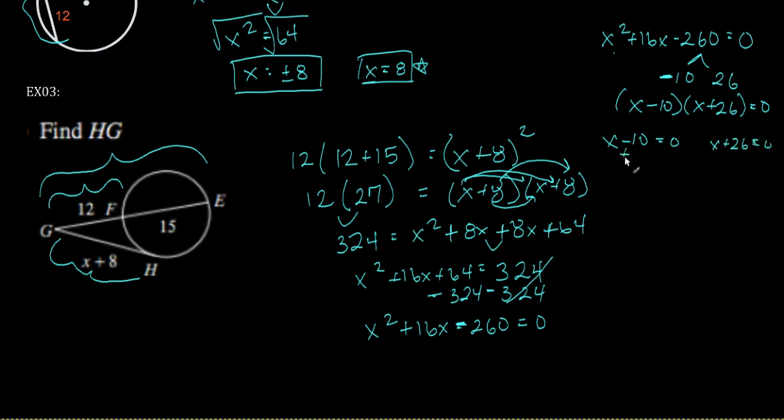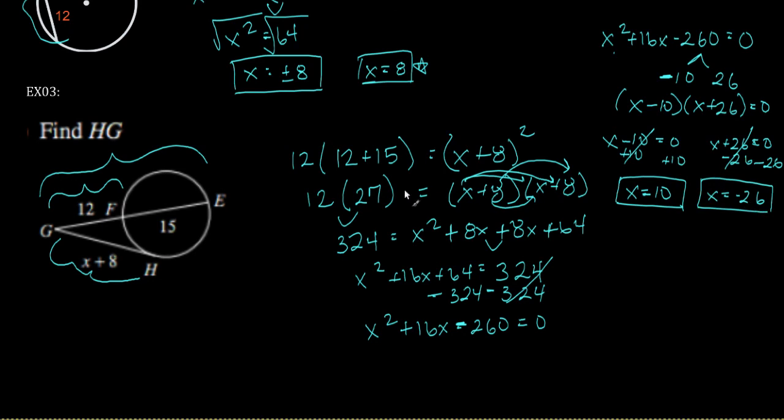So we add 10, x equals 10 is one of our solutions. Minus 26, minus 26, x equals negative 26. Remember that in here our lengths are going to be positive. If we put a negative 26, you'll get a negative number here. So this is the one that should work. The x equals 10.